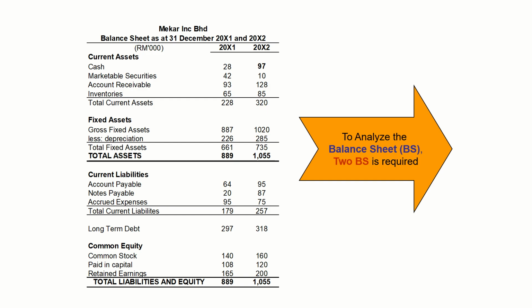Okay, example. So basically, we need to have 2 years of balance sheet. In this example, Mecca Incorporated Berhad has a balance sheet for 2021 and 2022. This is a hypothetical example, right? So we have all the items in the balance sheet in the assets area and then liabilities and equities. Okay, what we need to do?